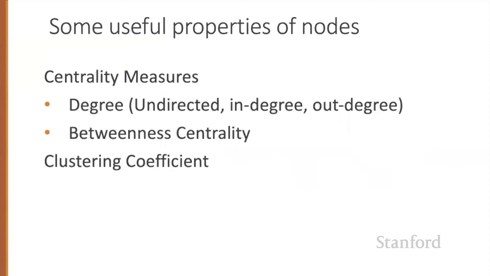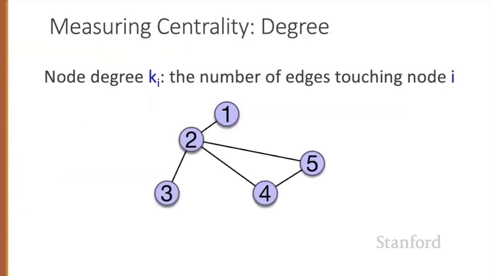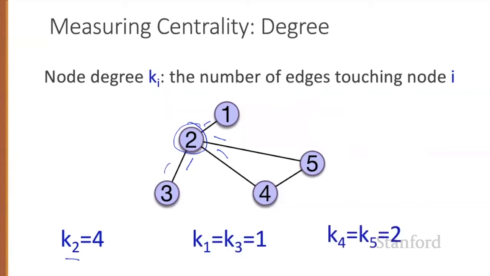Let's introduce some useful properties of nodes. Two kinds of measures of how important or central a node is in a graph: node degree and node betweenness. And we'll also introduce the important clustering coefficient. The degree of a node i in an undirected graph is the number of edges touching i. So in this graph, node 2 has 4 edges incident on it. So we'll say the degree of node 2 is 4. Nodes 1 and 3 both have a single edge incident on them. And nodes 4 and 5 both have 2 edges incident on them.